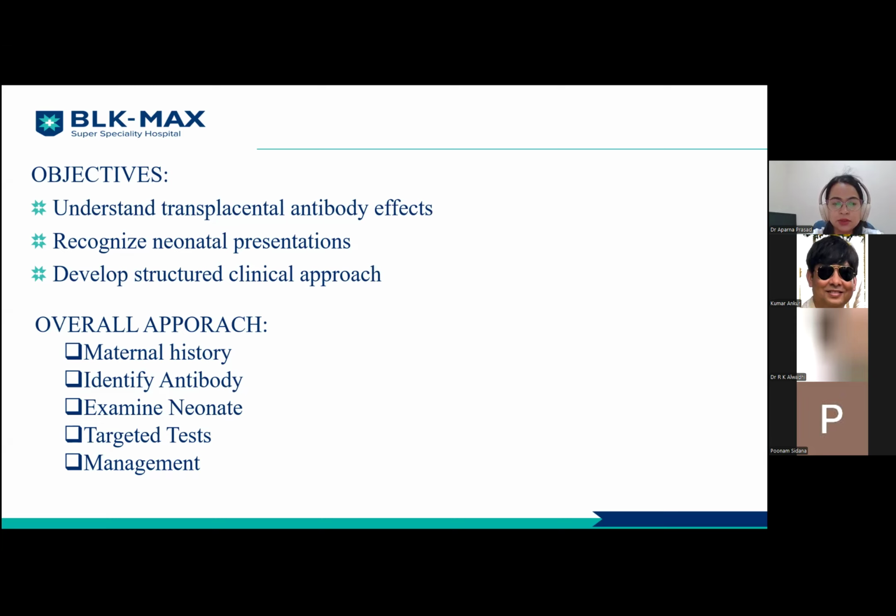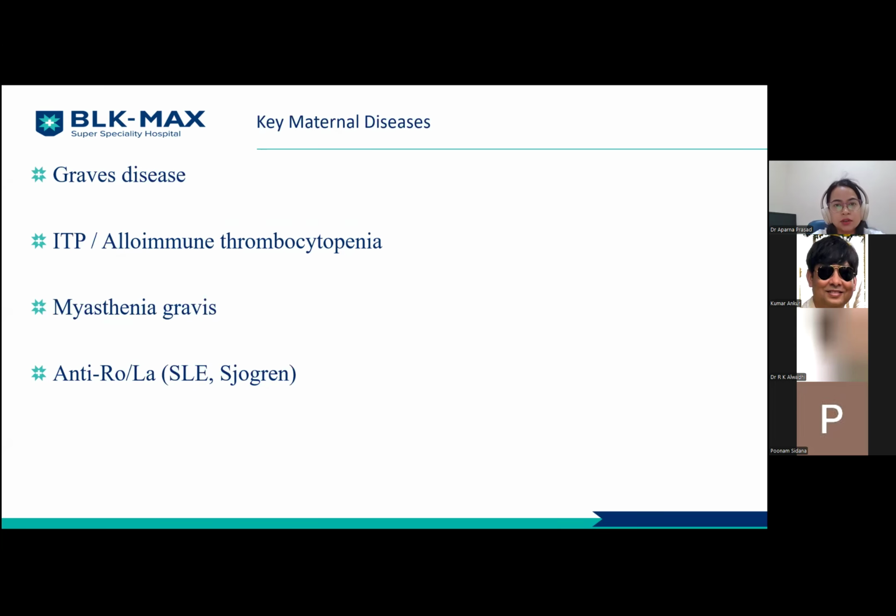Our approach will be to review the maternal history, to identify the antibody, examine the neonate, targeted tests, and the management. So the four key maternal autoimmune diseases which we are going to cover are Graves' disease, autoimmune thrombocytopenia, myasthenia gravis, anti-Ro and anti-La antibodies in SLE or Sjogren's.